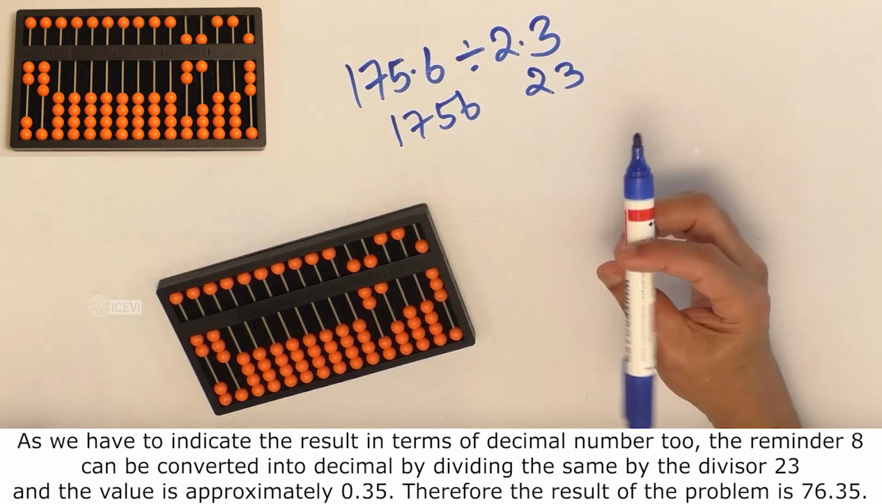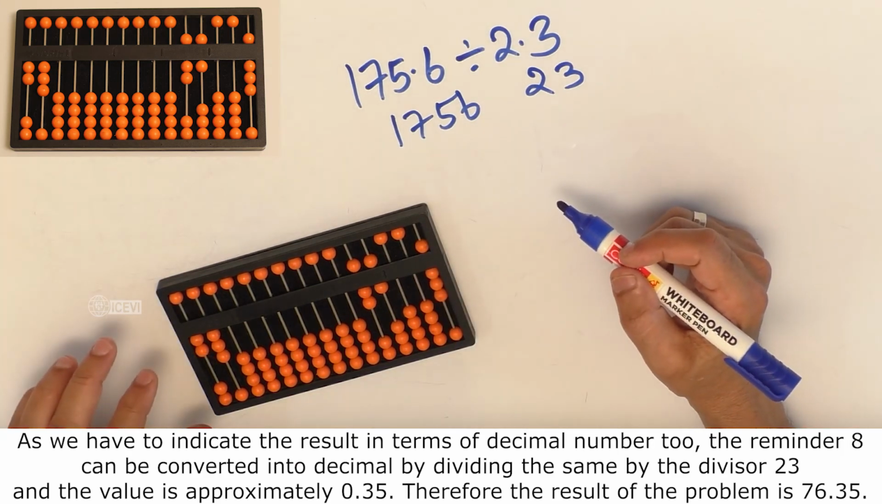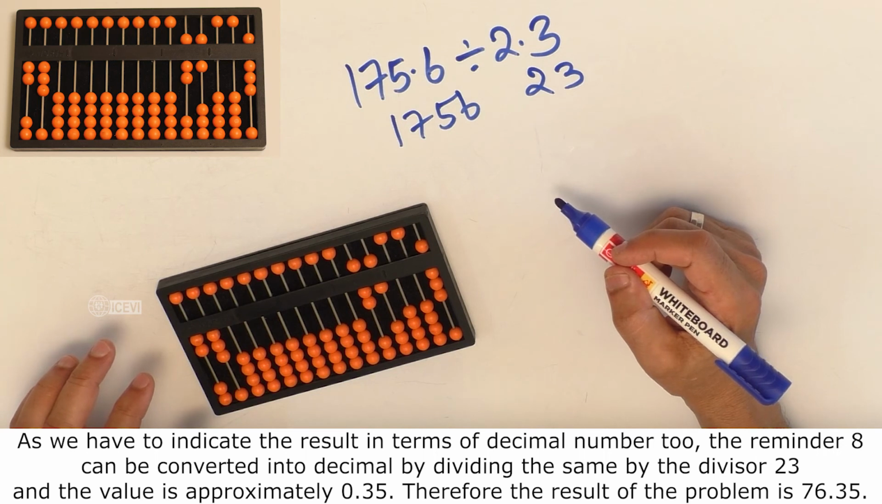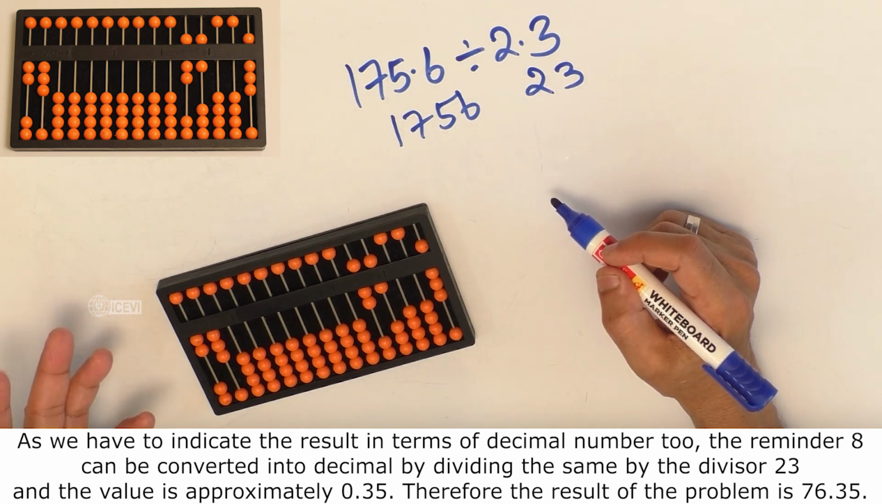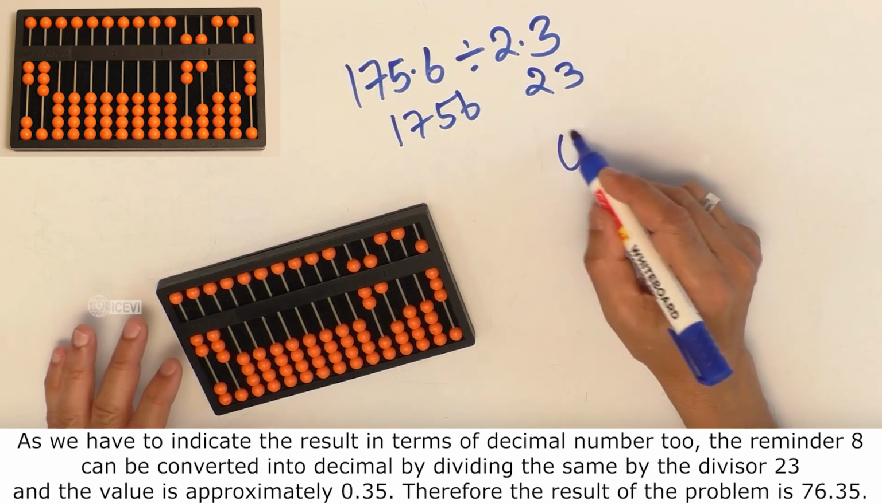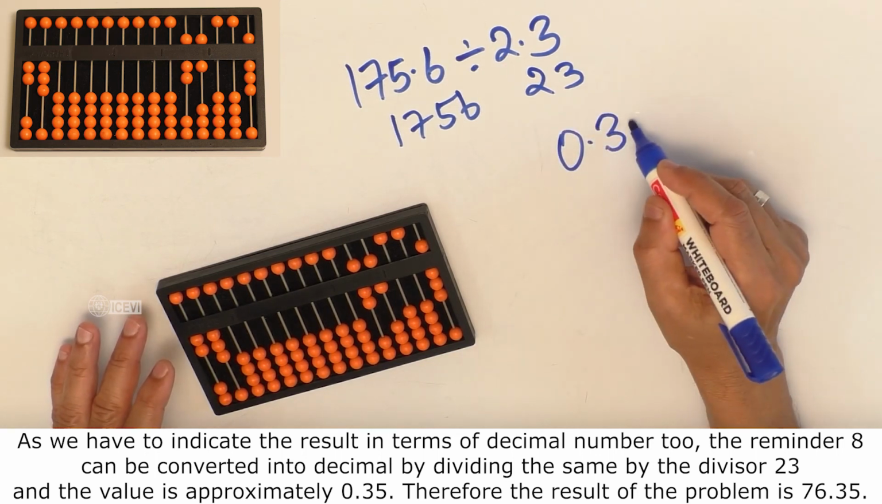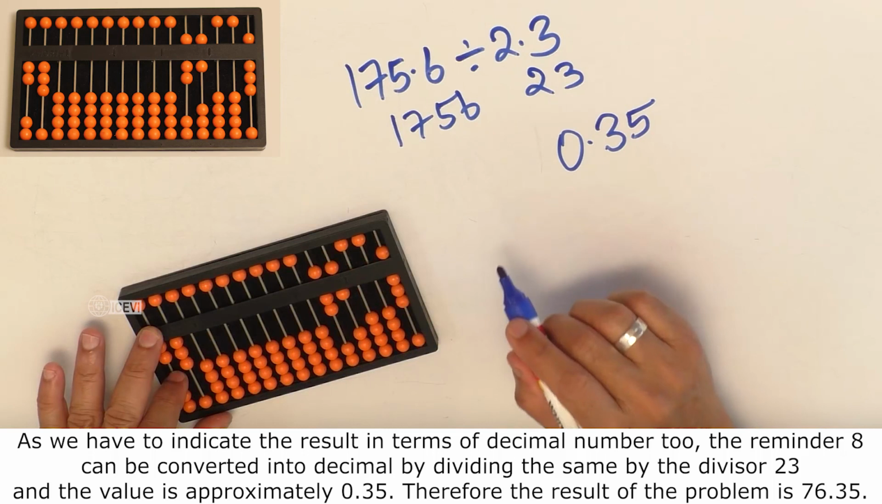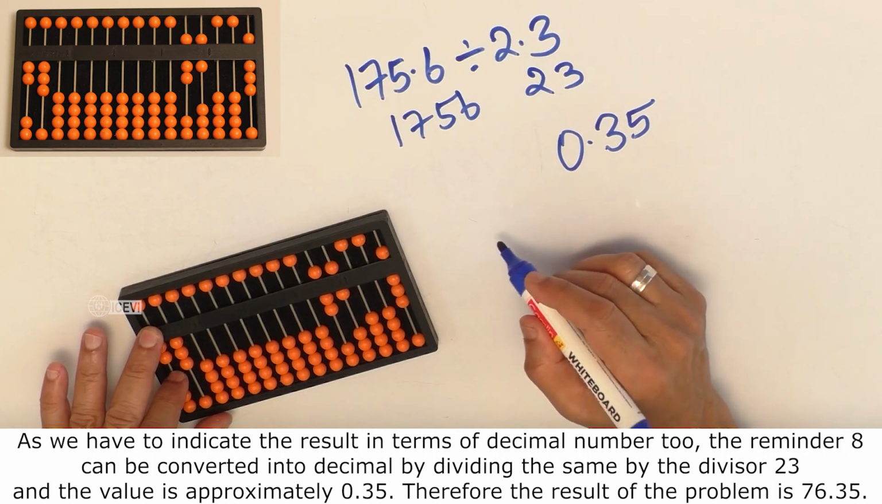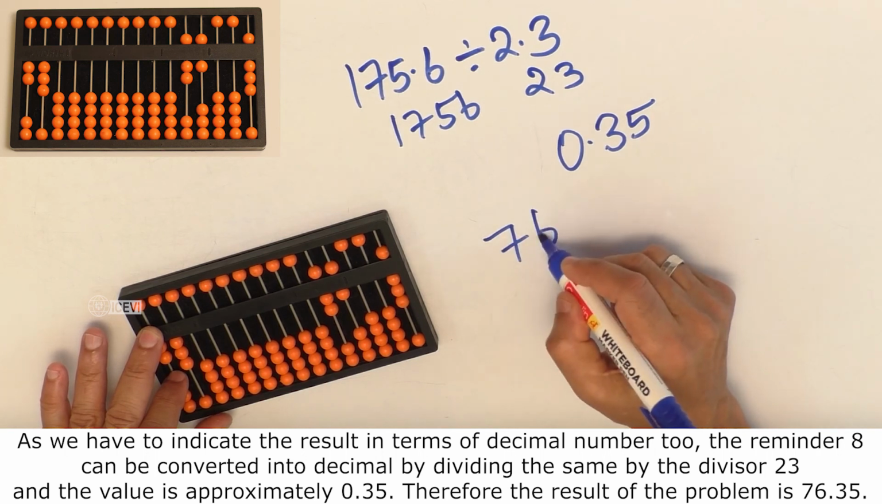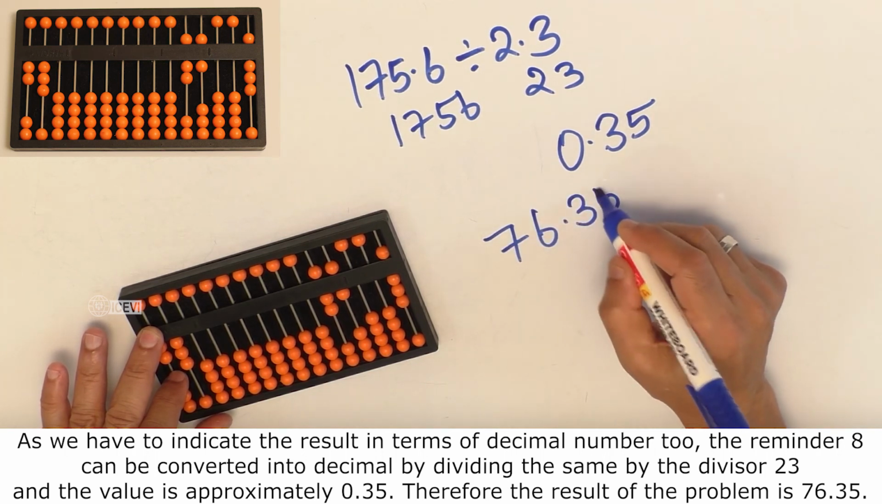As we have to indicate the result in terms of decimal number too, the remainder 8 can be converted into decimal by dividing the same by the divisor 23, and the value is approximately 0.35. Therefore, the result of this problem, when it is interpreted in terms of decimals, is 76.35.